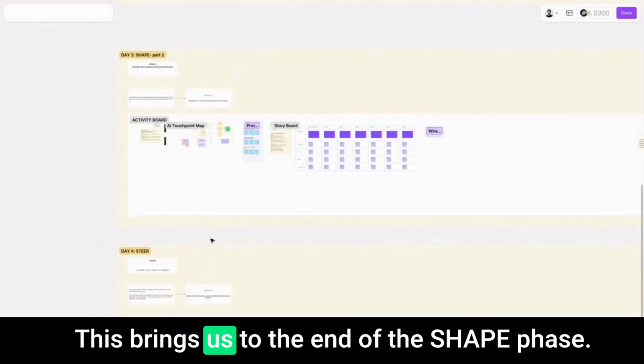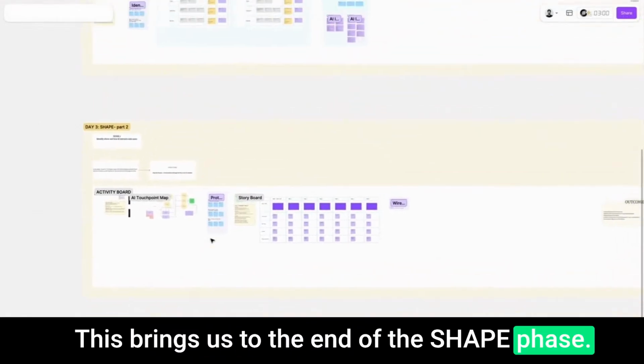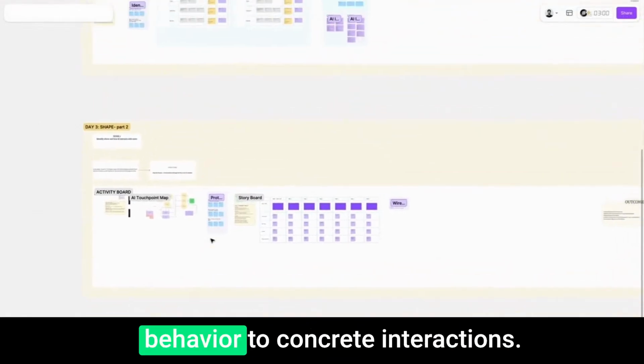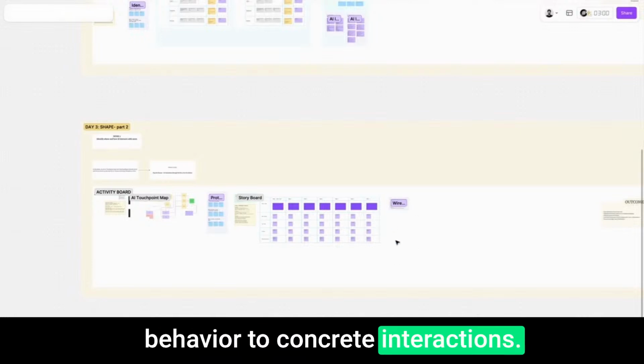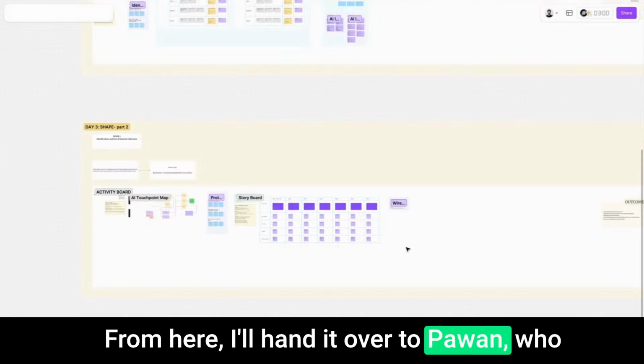This brings us to the end of the shape phase. We've moved from insights to AI behavior to concrete interactions. From here, I will hand it over to Pavan, who will walk you through the steer phase.